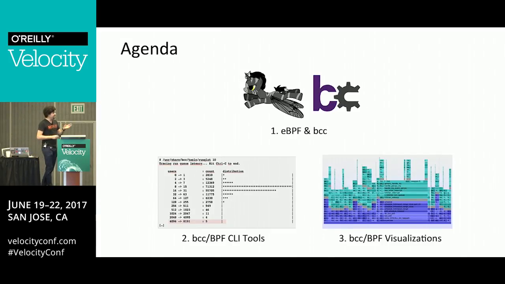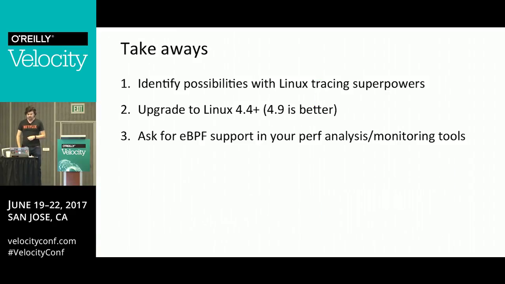So I'll explain exactly what BPF is and the BCC tools. I'll go through some CLI tools and visualizations. The takeaways for you are to identify possibilities of Linux tracing superpowers, to hopefully upgrade to Linux 4.4, or 4.9 is better. Hands up if you're on at least Linux 4.4, if you know that.